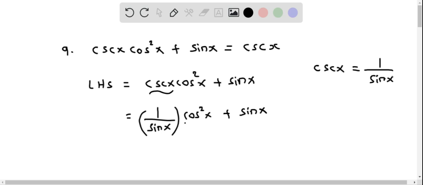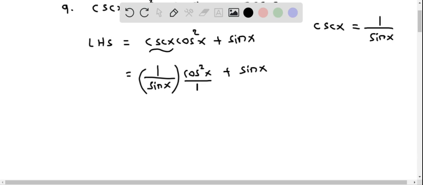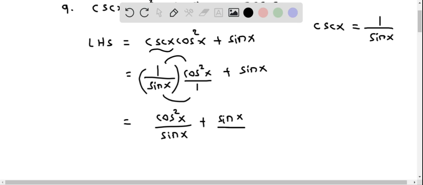And so I can consider this cos squared x as cos squared x over 1. So therefore we will simplify the first term. 1 times cos squared x is cos squared x, and sin x times 1 is sin x, plus we have sin x. I'm going to consider the second term as a fraction. That is, we can write this as sin x over 1.